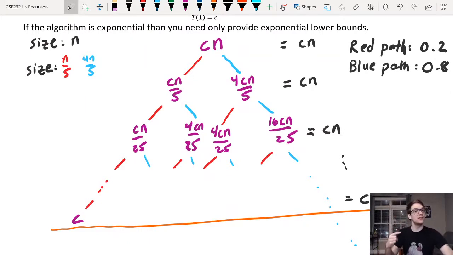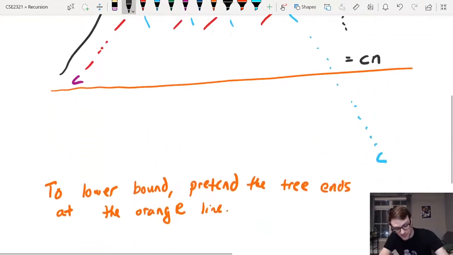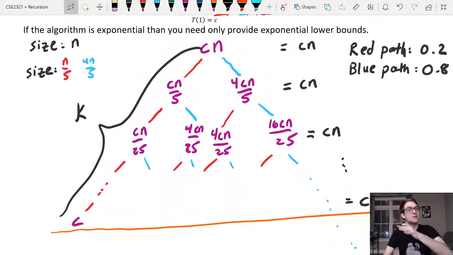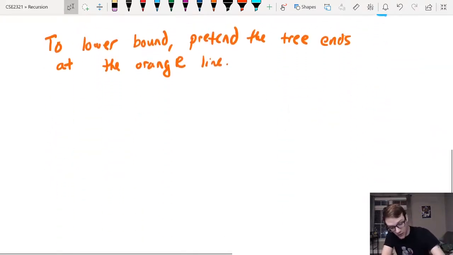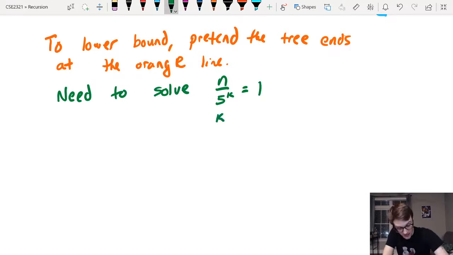So if we look back up at what's happening, it ends at the orange line. So we need to find the height of that part of the tree. I'm actually going to use the letter k here because the height of a tree is actually the length of the longest path. So I don't want to use h because that's somewhat of a sacred letter for the actual height of the tree. So I want to figure out how long is that path. To figure out how long that path is, I need to figure out when does my continually dividing by 5, continually taking the red path, reach the base case. So we need to solve n over 5 to the k is equal to the base case, which was 1. Solve that for k. Doing so, we get k equals log base 5 of n.